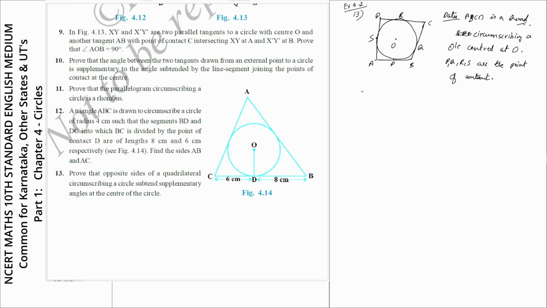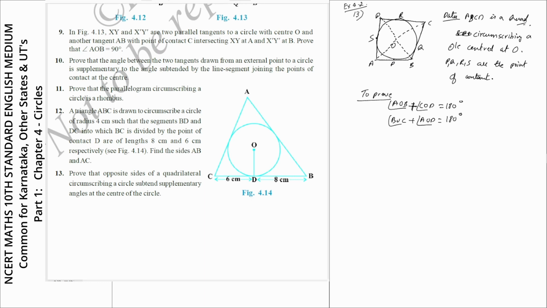So I should prove that angle AOB plus angle COD is equal to 180 degree, and also prove that BOC plus AOD is equal to 180 degree. So I'll join AO and BO, and also I'll join CO and DO. So that's the question.